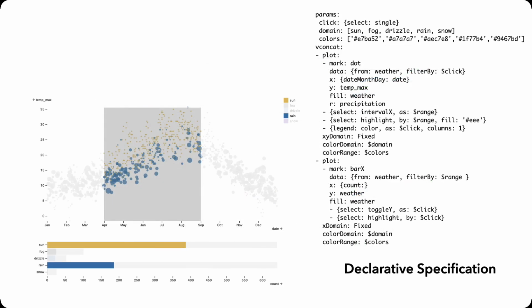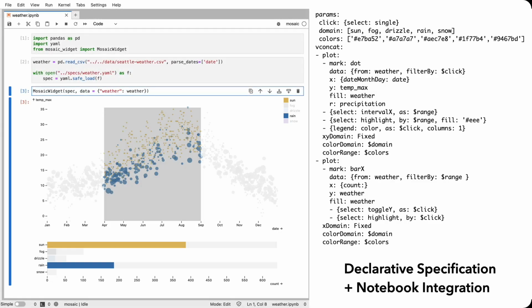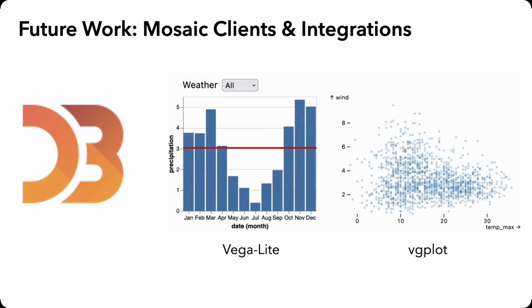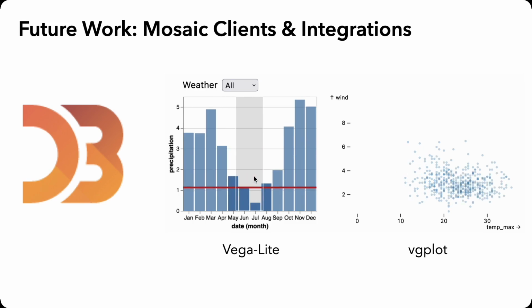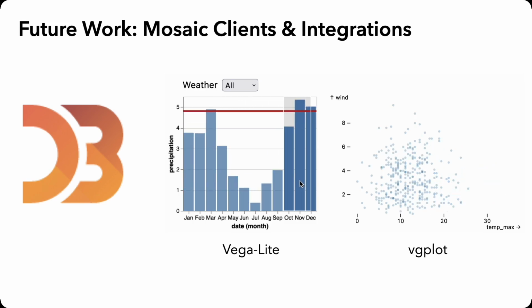Mosaic applications can be specified in a portable declarative format, enabling rich integration with environments such as Jupyter Notebooks. Here, DuckDB runs in the Notebook's Python kernel and can also access Python data tables, with Mosaic visualizations accessible as Jupyter widgets. While low-level libraries like D3 can be used directly to author Mosaic clients, important future work involves developing new tools and integrations. This proof of concept example shows Mosaic-mediated linking between Vega-Lite and VGplot views.